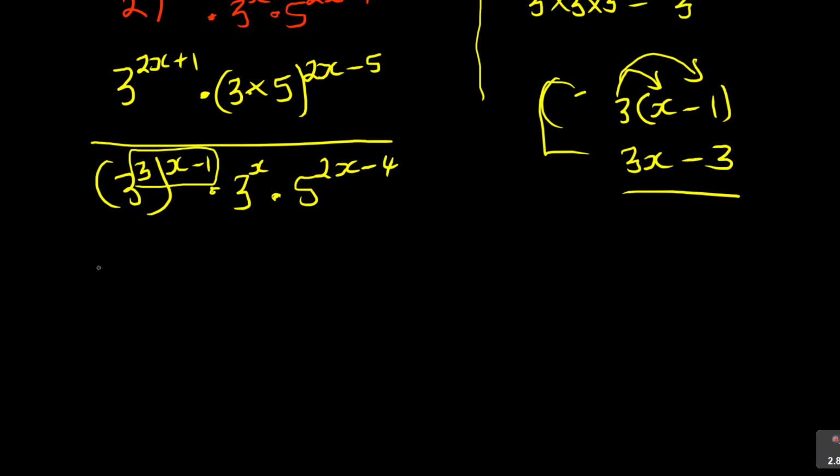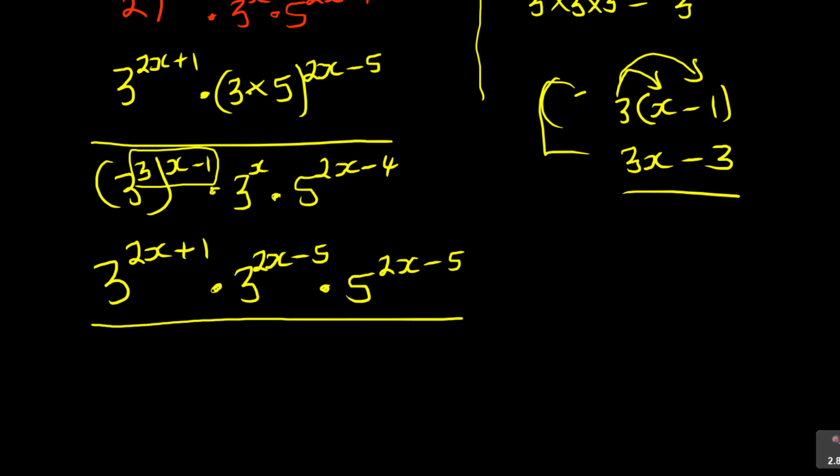Now let me write this now. It's 3 to the power of 2x plus 1, dot, 3 to the power of 2x minus 5, dot, 5 to the power of 2x minus 5. See what I'm doing? Over, we open that bracket, it's 3 to the power of 3x minus 3, dot, 3 to the power of x, dot, 5 to the power of 2x minus 4.